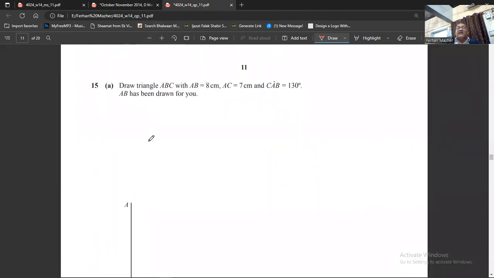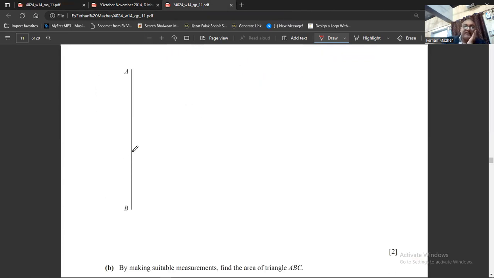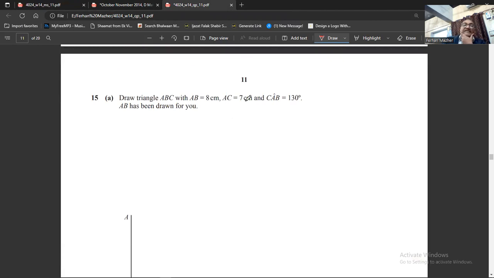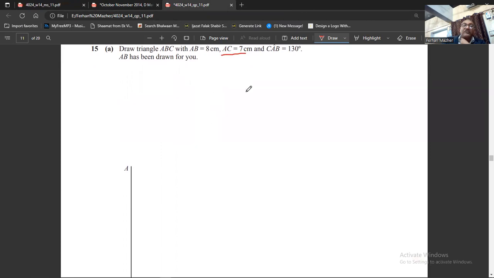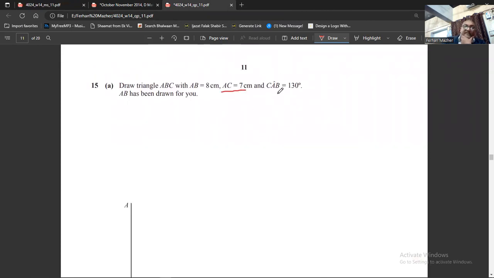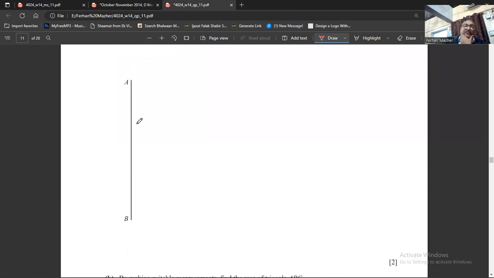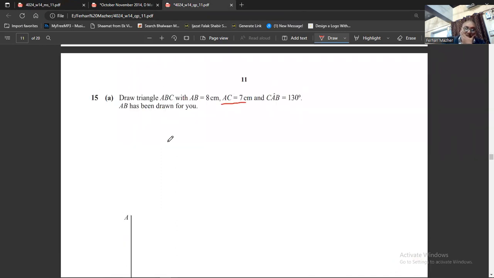Draw the triangle. That's question number 15. A part, he says, draw the triangle ABC with AB 8 centimeter. So AB is already here, it's 8 centimeter. AC 7 centimeters. So from A, I will draw an arc of 7 centimeter here somewhere. And CAB angle, the B is here, so A is here. So this angle will be at the A, 130 degrees.